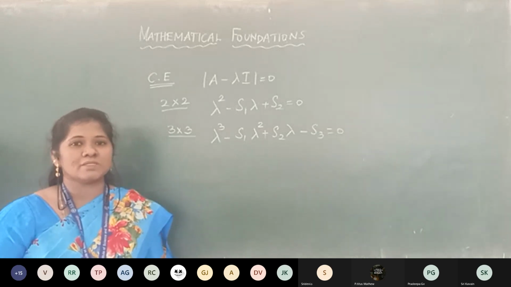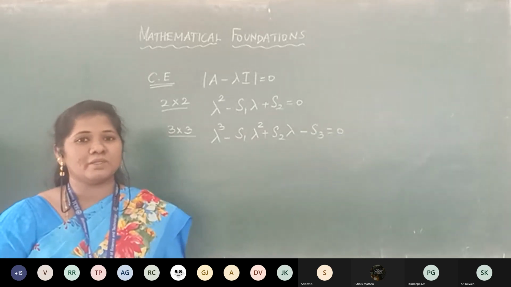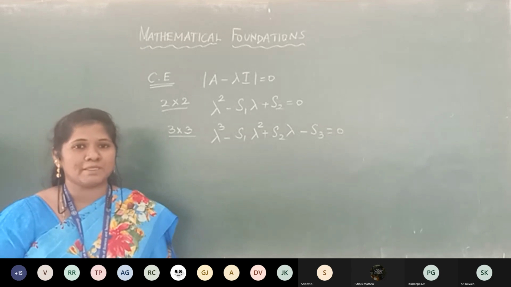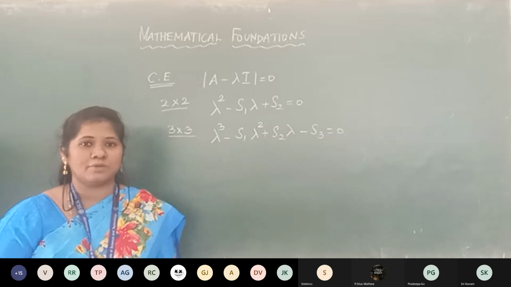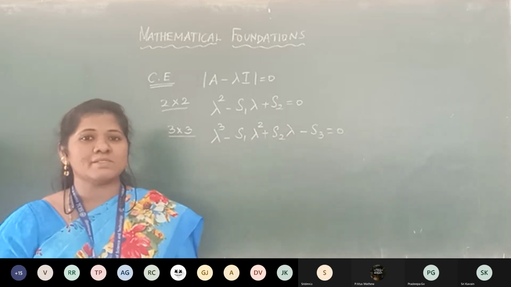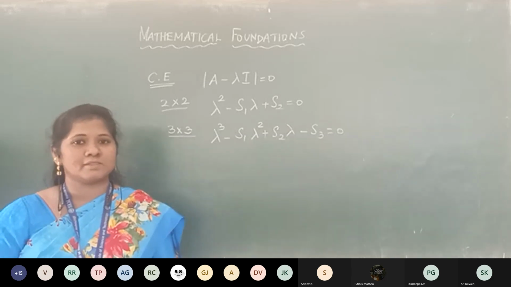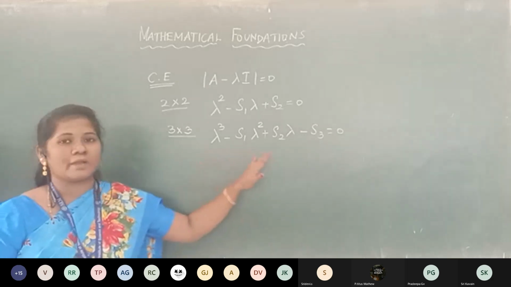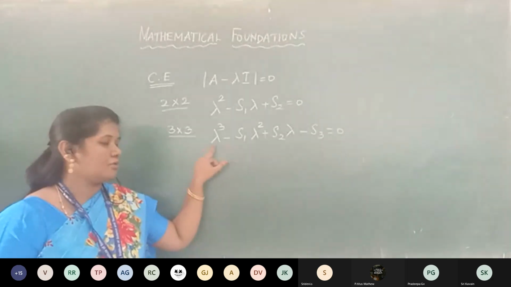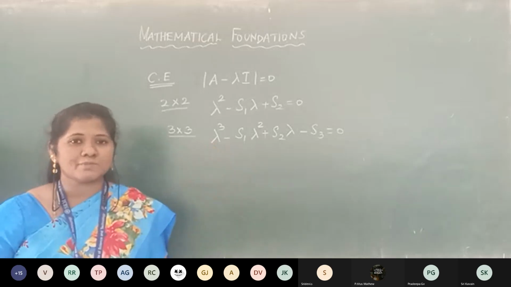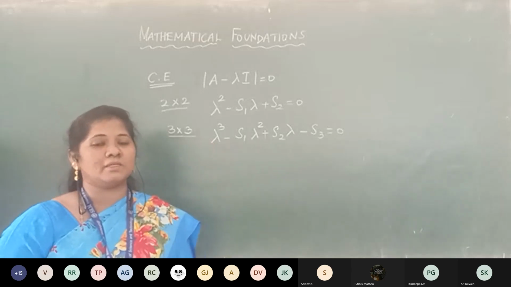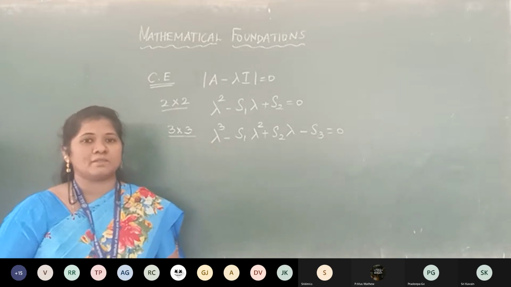From this characteristic equation, if they ask you to verify the Cayley-Hamilton theorem, you have to know its statement: every square matrix satisfies its own characteristic equation. So whatever characteristic equation you have found, instead of lambda, you will substitute your given matrix, and after substituting, it will be equal to 0.